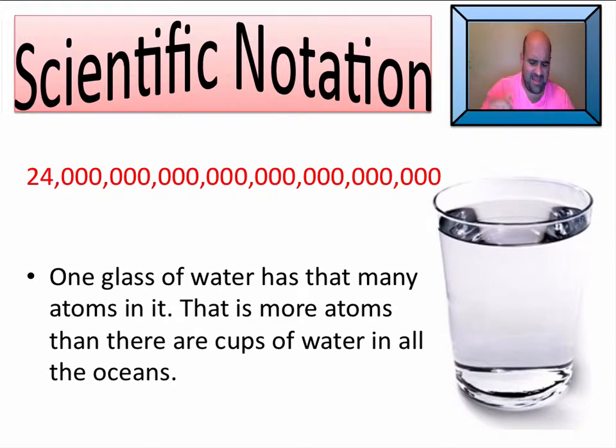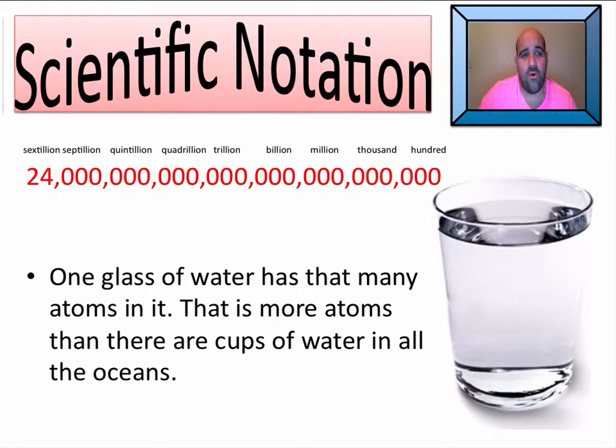Students often ask me what this number is, what numbers are after a trillion. This is hundreds, thousands, millions, billions, trillions, quadrillions, quintillions, septillions, sextillions. I believe after that comes octillions, novillions, and decillions. I don't even know how to pronounce it. I know how to spell it, but that's the general number sequence. So I believe this was 24 sextillion, this number. That's the number of atoms in one glass of water.